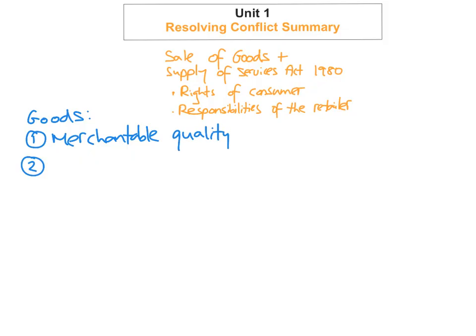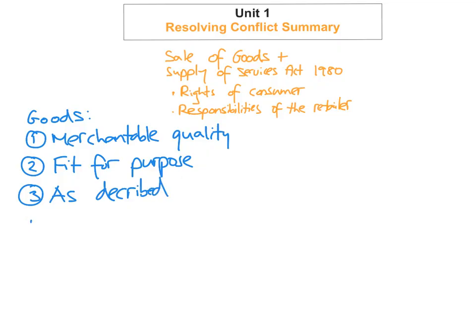The second thing, it must be fit for the purpose. So whatever purpose it states it's for, it must actually be fit for that purpose. The third thing it states is it must be as described, so the same as the description. And the fourth thing that this Act states is that it must be the same as a sample.